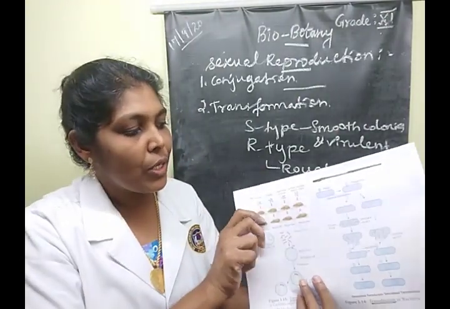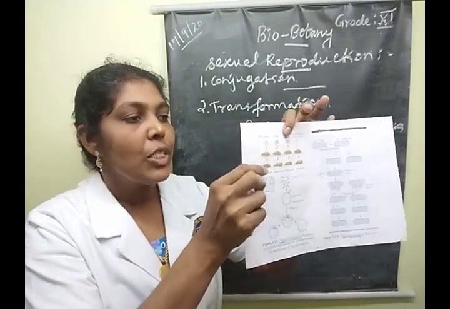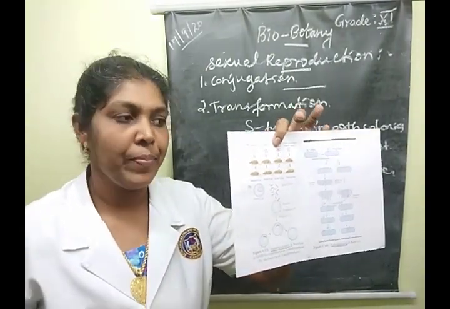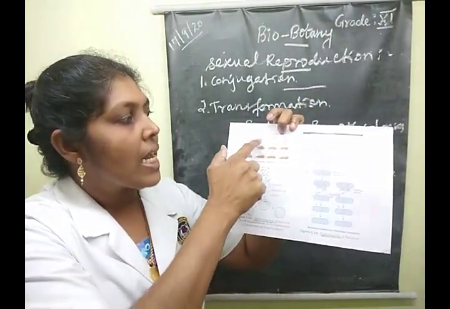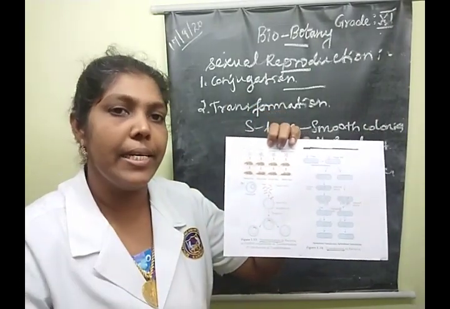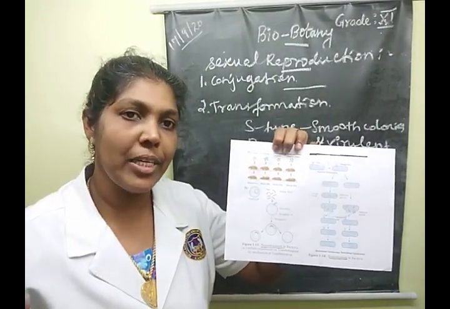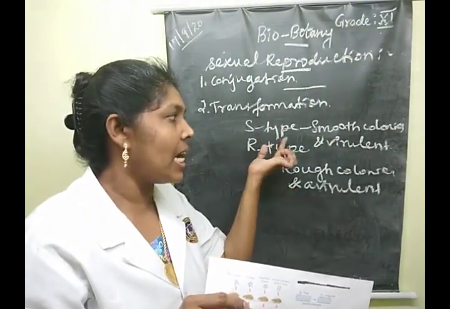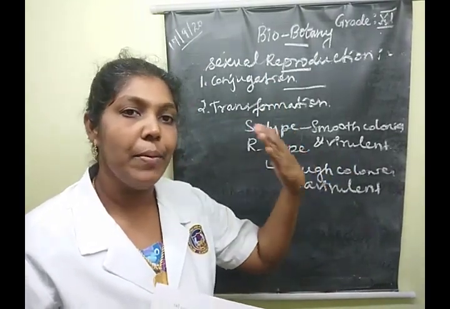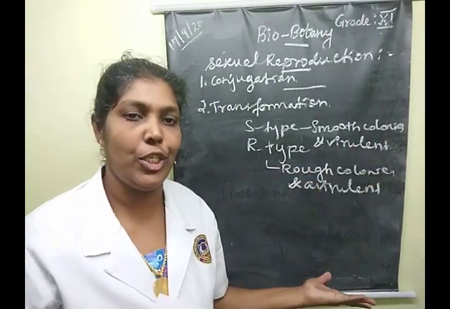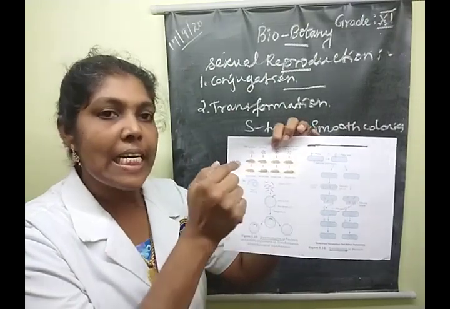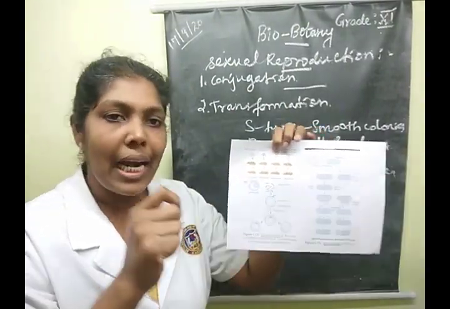Understood? Yes. The next one, look at this diagram. They selected the host organism, which one is it? Very good. Mice. So first of all, the S strain is injected into the mice, and the mouse is dead. The smooth colonies, the S type cells, are virulent in nature, so when this strain is injected into the mouse, it immediately dies. Clear? The next one, the R type strain is injected into the mouse. The mouse is alive. It survived.